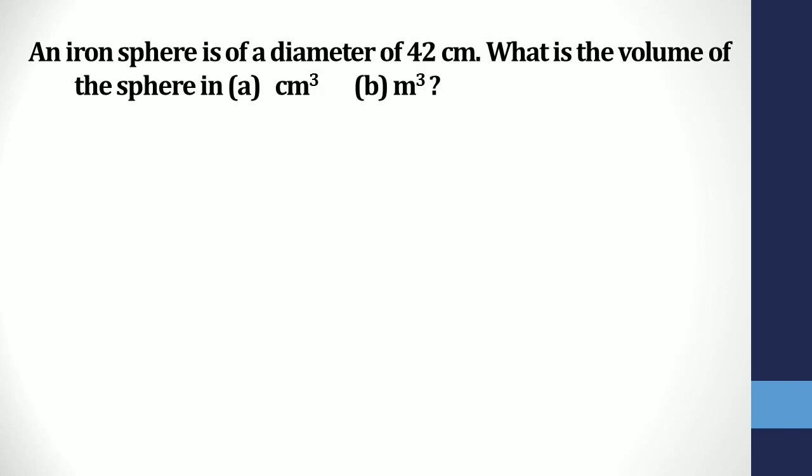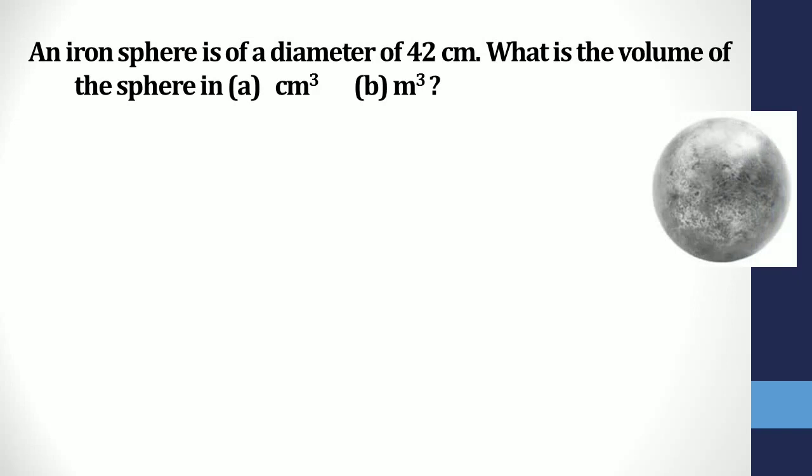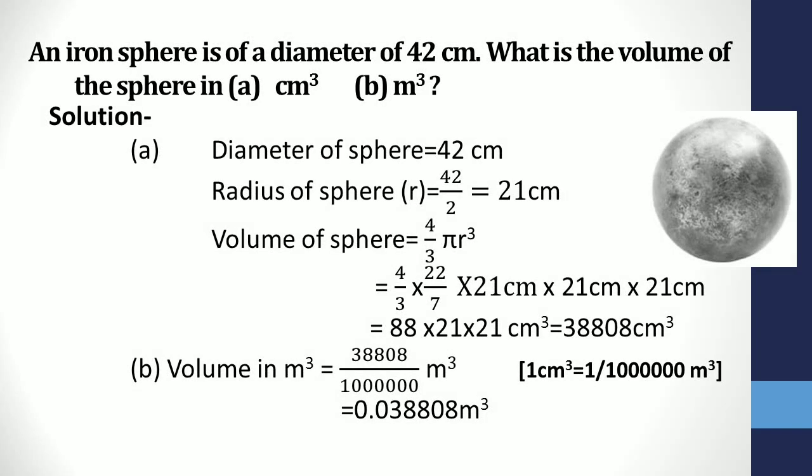Now the last numerical is: an iron sphere is of diameter 42 centimeter. That means the diameter of an iron sphere is given as 42 centimeter. So what is the volume of the sphere in centimeter cube and meter cube? Actually diameter is given in centimeter, so we'll get the volume in centimeter cube, but we have to change that volume into meter cube also. So first we'll write the values which are given in the question.